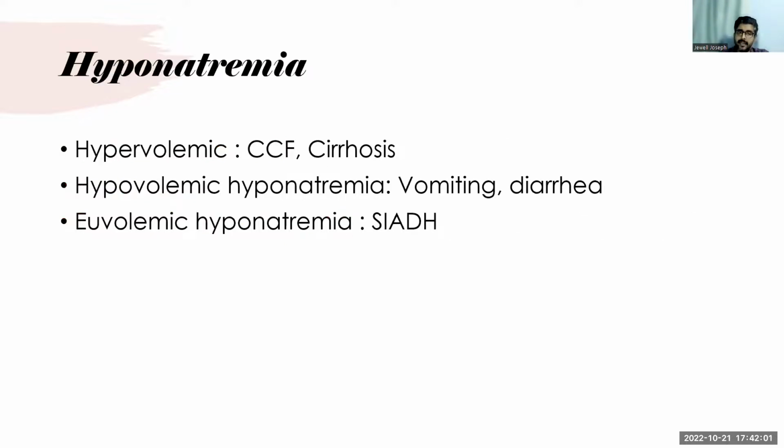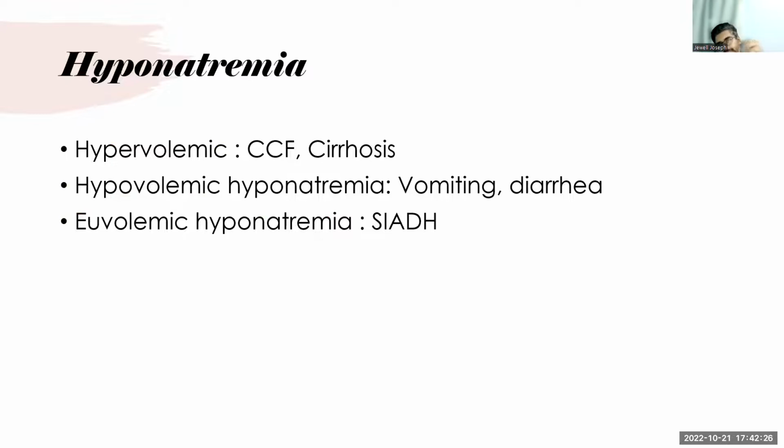So hyponatremia is another important thing. Again, we divide hyponatremia as hypervolemic, hypovolemic, and euvolemic hyponatremia. So hypervolemic hyponatremia is most common in CCF and cirrhosis. What happens here is there is increased water retention in the body because there is inability of the heart to pump enough blood.